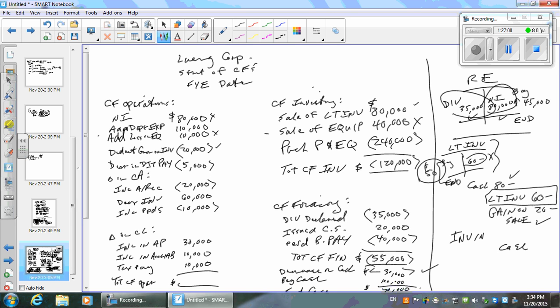I can't believe you guys let me get away with that. Investment in long-term investments, right? That's kind of silly. I just call it long-term investments. How much does long-term investments go up by? If you took 60 out, and it's gone up by 50 during the period, what'd you buy? 110. There you go. That's how much we're off by. Okay, so we got 110. Where does that go? Purchase investments.